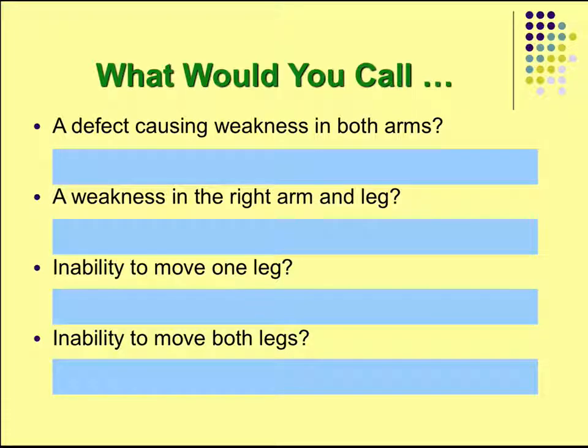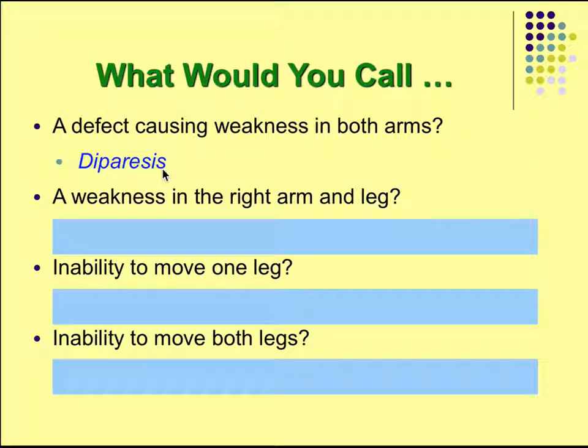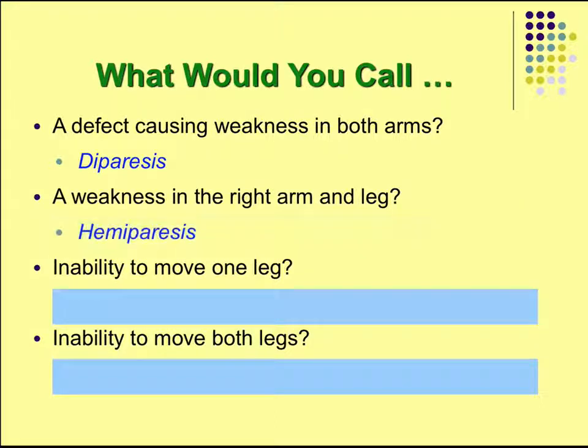So what would you call a defect that causes weakness in both arms? So since it's two arms, we are going to use the prefix di, and it's called diparesis. So think of paralysis, but in two arms, diparesis. What about if it's weakness in the right arm and the right leg? So it's just the right side of the body, so it is one hemisphere. So this is known as hemiparesis.